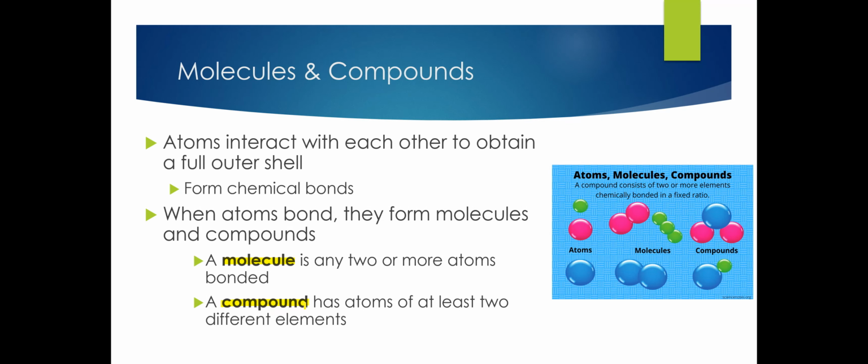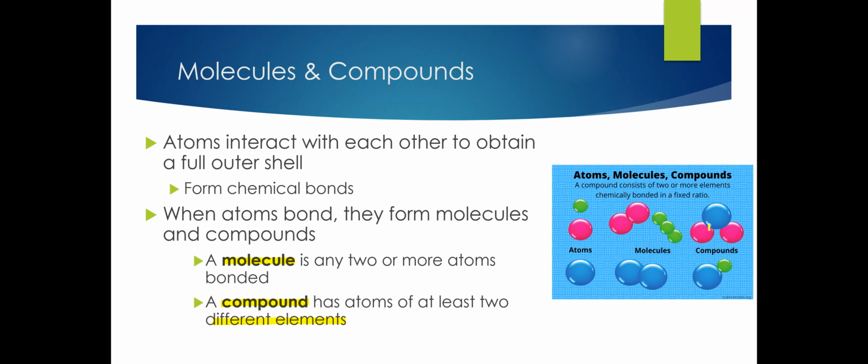The compound, though, must contain at least two different elements. So like over here, you could have oxygen gas. Let's say these were two oxygen atoms. Oxygen gas has two atoms, but if you notice, they're both the same element, okay? So this would be considered a molecule, but not a compound. A compound specifically has to have two different elements. So this could represent water.